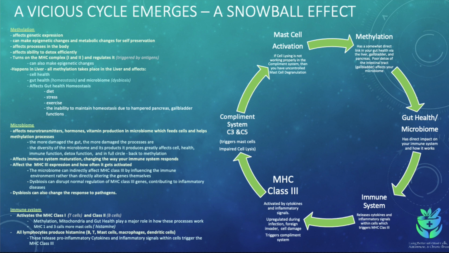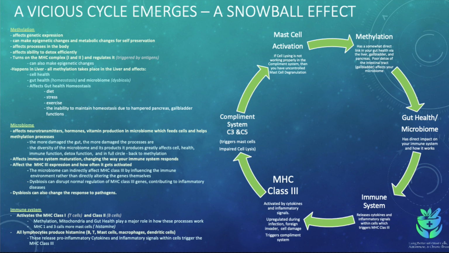So let's look at this diagram. You have methylation. It has a somewhat direct link to your gut health via the liver, gallbladder, and pancreas. Poor detox of the intestinal tract and gallbladder affects your microbiome. Your gut microbiome has a direct impact on your immune system and how it works. Your immune system releases cytokines and inflammatory signals within the cells, which triggers the major histocompatibility class 3.